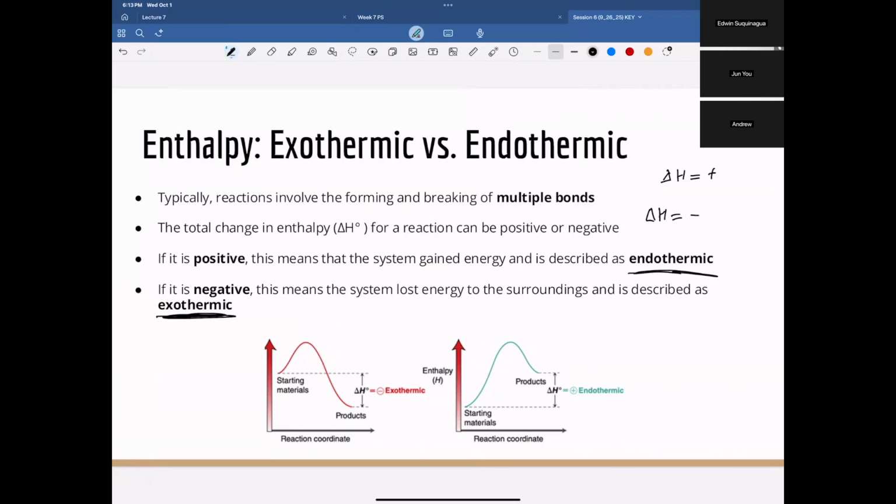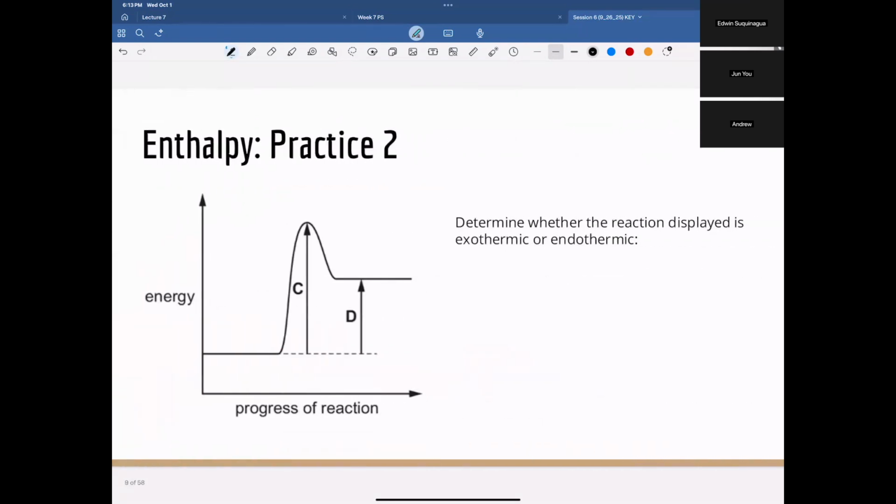All right. And we can see this in the graph here, this energy diagram. This delta H here is a negative value. And this delta H here is a positive value. All right, so pretty simple question here. Can one of you guys tell me whether this energy diagram is exothermic or endothermic? Yup, pretty simple stuff. Endothermic because our delta H is positive.